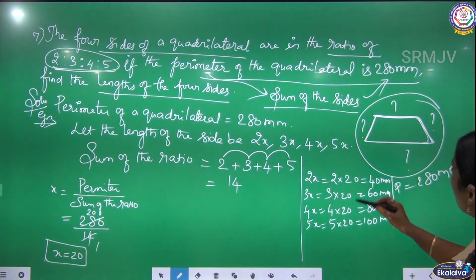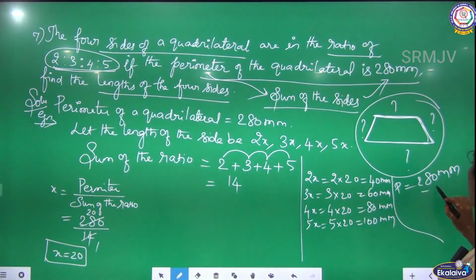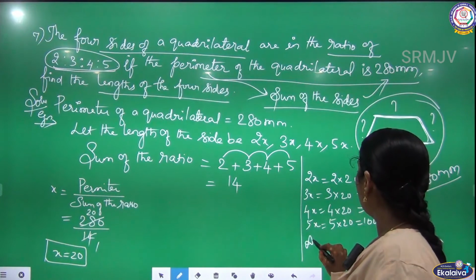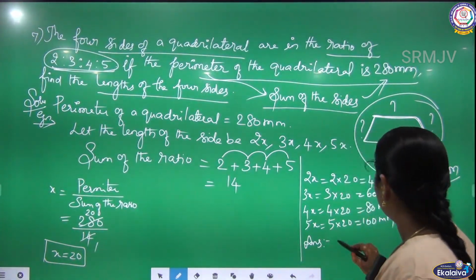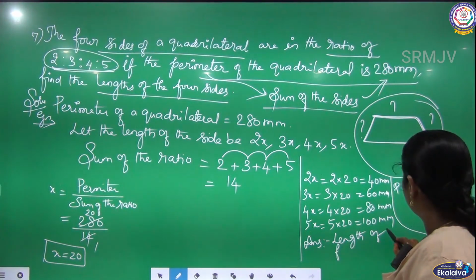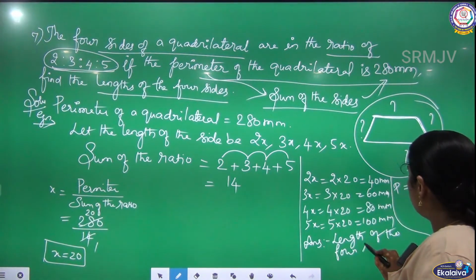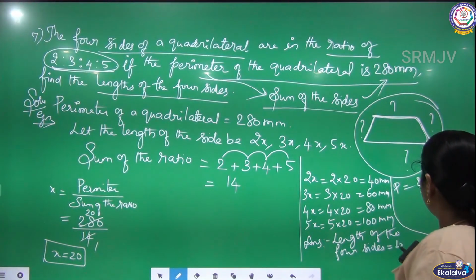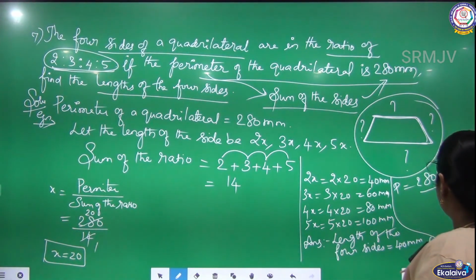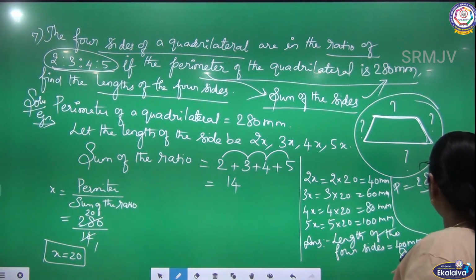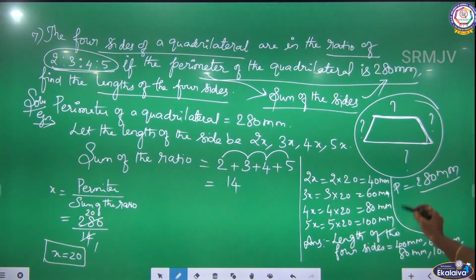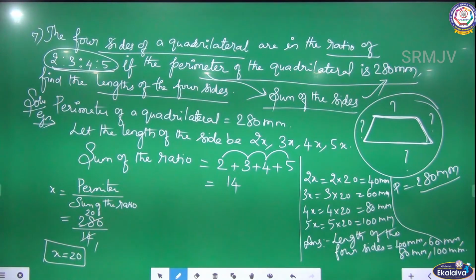Children, when you add all those 4 sides, you get this perimeter. Can you clear this? Now I am going to write the answer. The lengths of the 4 sides are 40 millimeter, 60 millimeter, 80 millimeter, 100 millimeter. So these are the 4 sides of the quadrilateral. Can you understand this, children?